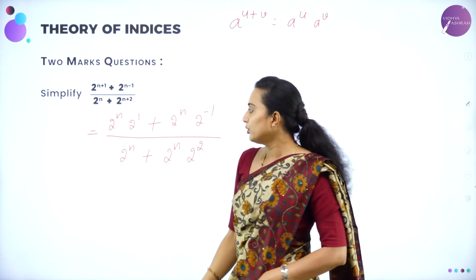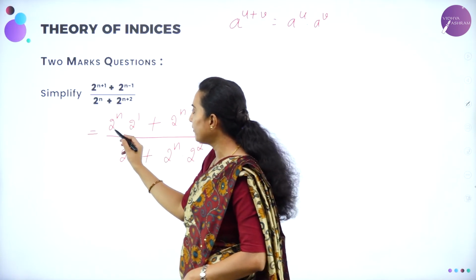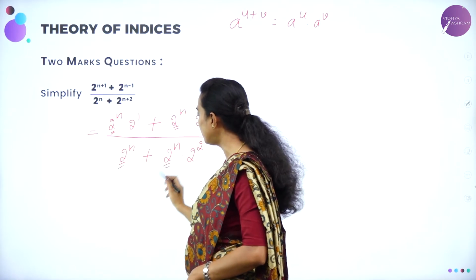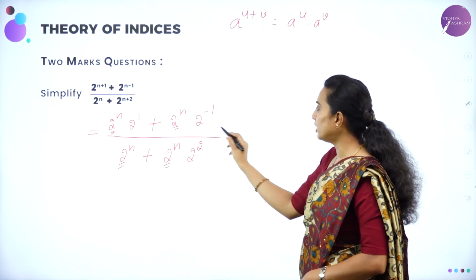Correct? So next let us move on to taking the common factor. 2 power n here, 2 power n here, 2 power n, 2 power n. If I take the common factor, what will it become?